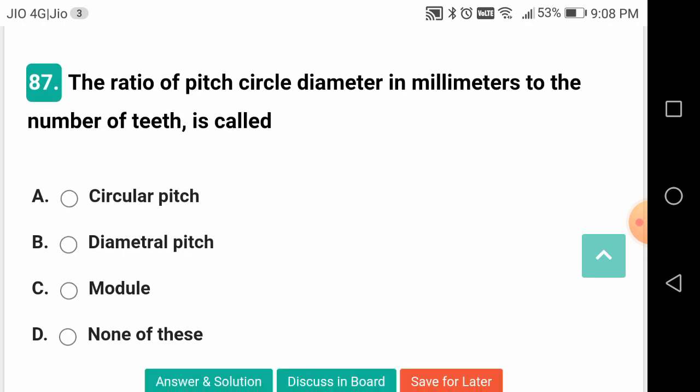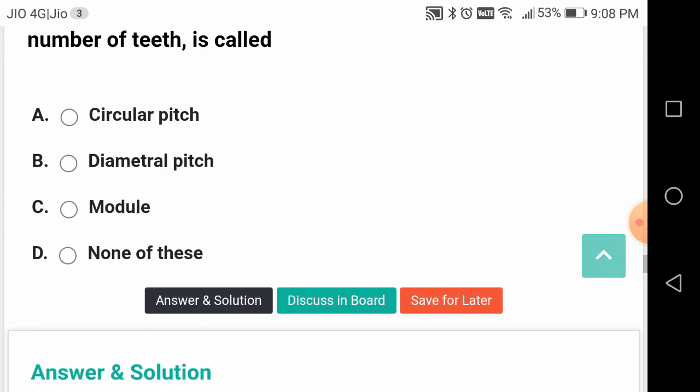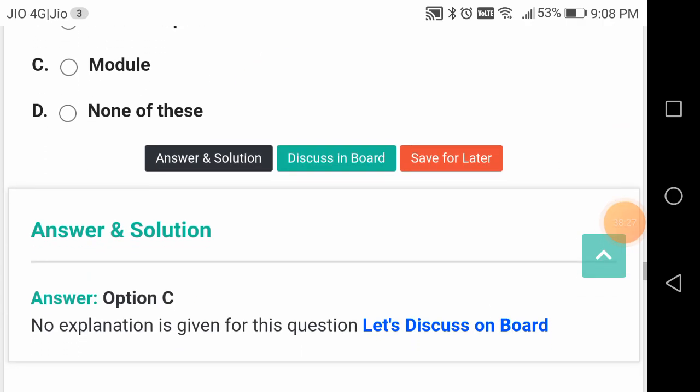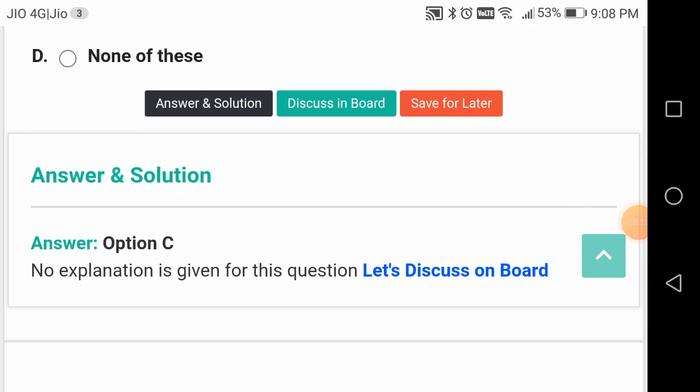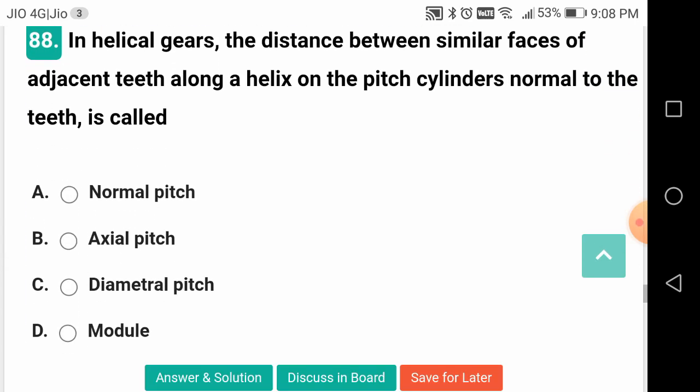The ratio of pitch circle diameter in millimeters to the number of teeth is called module. It is a very, very important parameter in designing the gear drives. So, both gears, pinion and gear, which are mating, shall have the same module, otherwise, they cannot mesh and transmit the power.